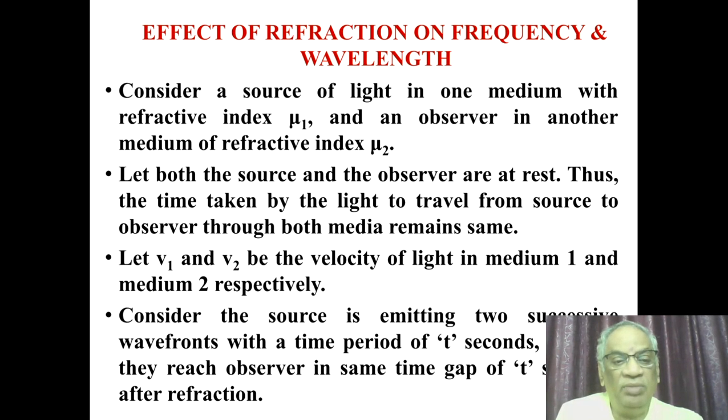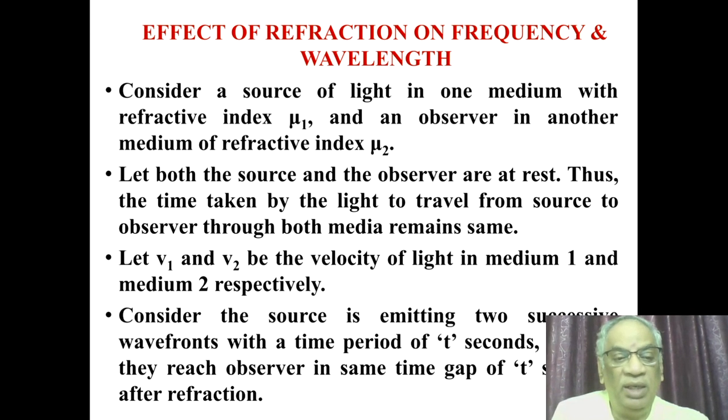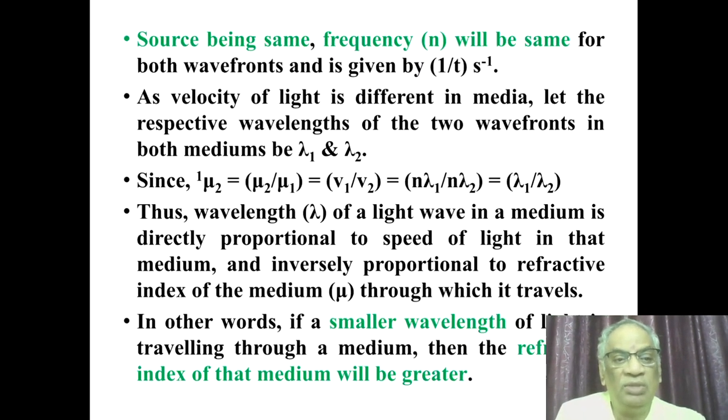Let v1 and v2 be the velocities of light in medium 1 and medium 2 respectively. Consider the source is emitting two successive plane wavefronts with a time period of t seconds, so that they reach the observer in the same time gap of t seconds after getting refracted at the boundary. The source being the same, the frequency n will be the same for both wavefronts, and it is given by 1 by t per second, that is the unit of frequency. It is not affected because of the refraction.